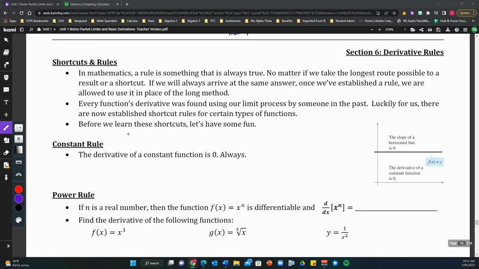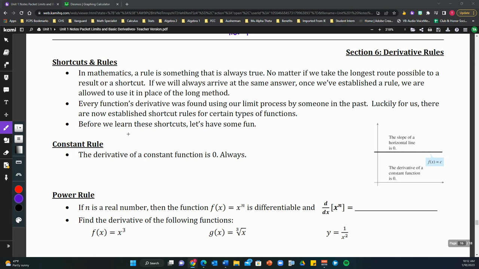Everybody, and welcome to our next topic. So, today we're going to be taking a look at derivative rules. Last time we looked at the long process: how can I find the equation for a derivative or the value of the derivative using the limit process? But now we're going to take a look at some shortcuts.